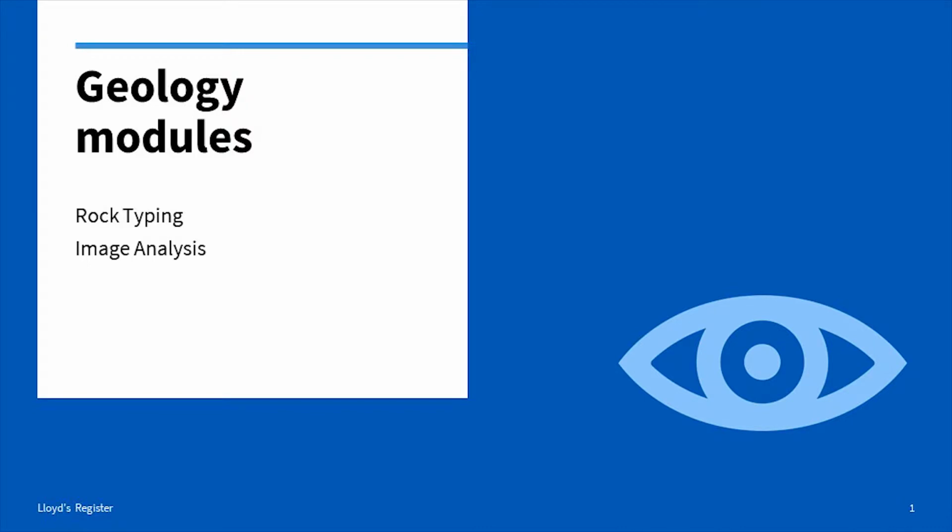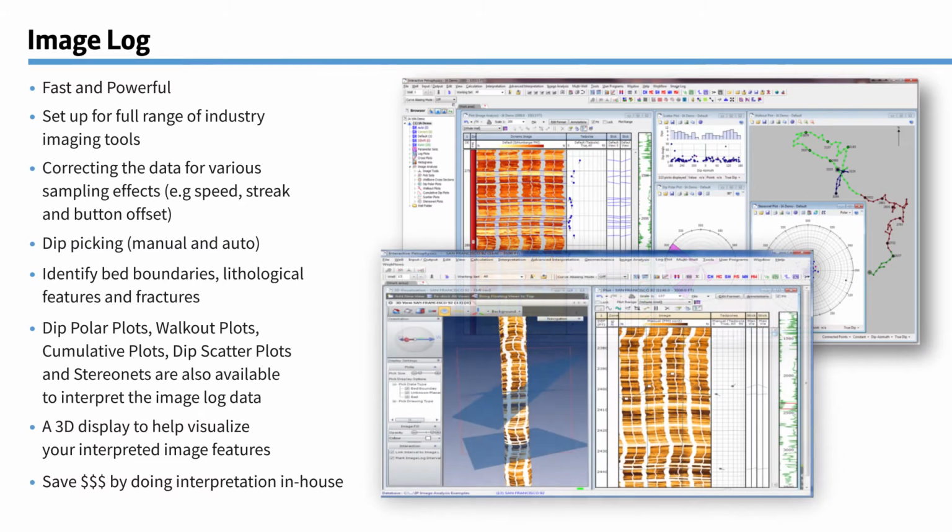So for those geologists among you, we have our geology bundle of modules, which contains the rock typing modules we just saw, which was the cluster analysis and self-organizing maps for determining facies. But we also have our image analysis module. So if you're not already using it, we would encourage you to at least have a trial of it. Again, this is one of our most popular advanced modules.